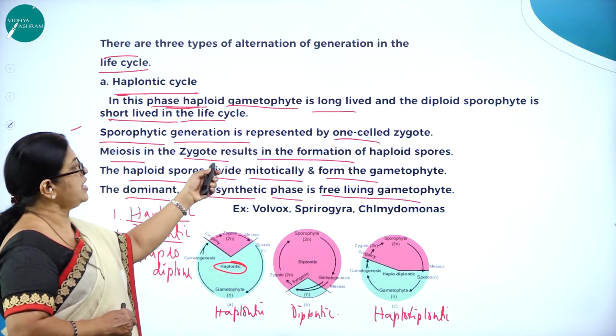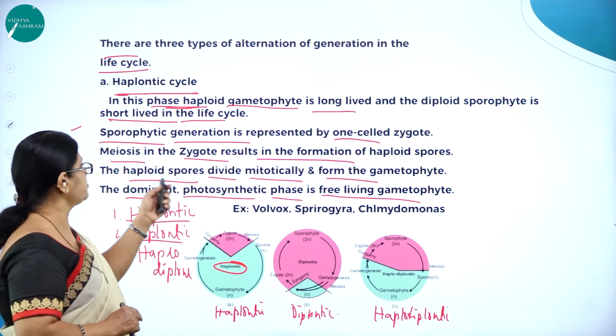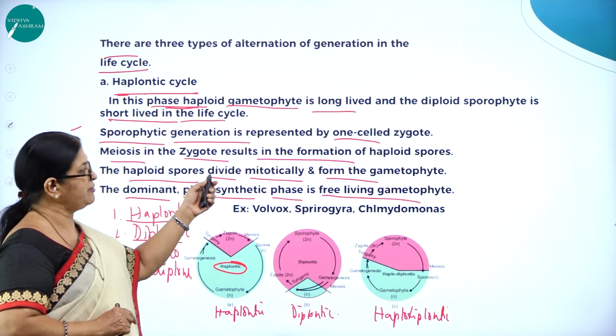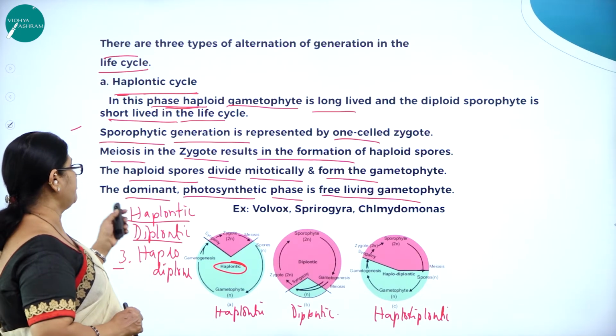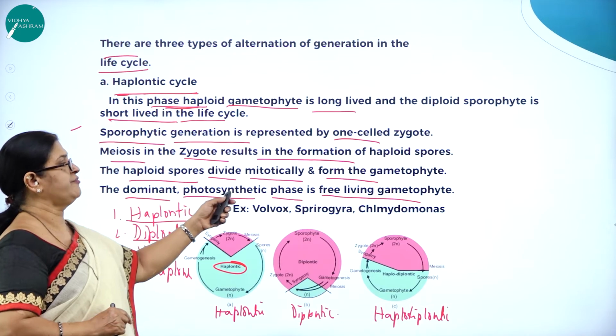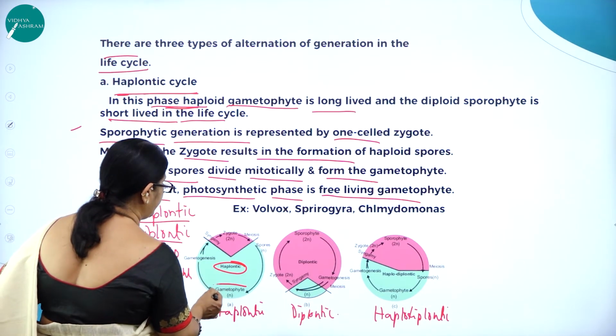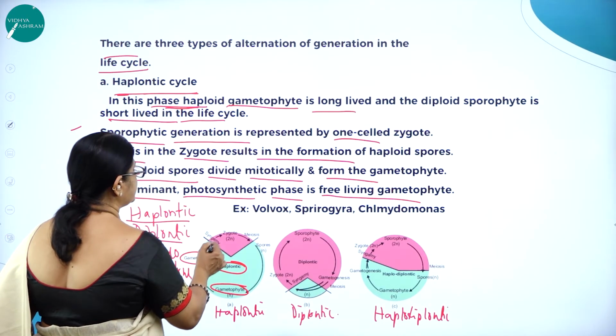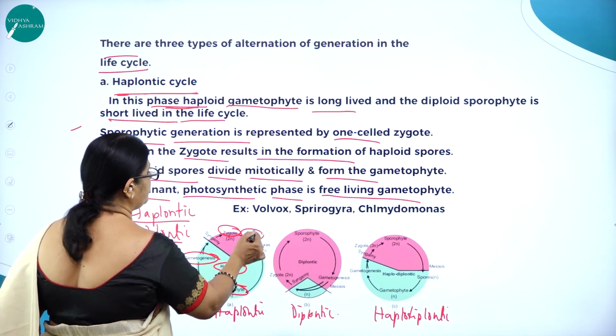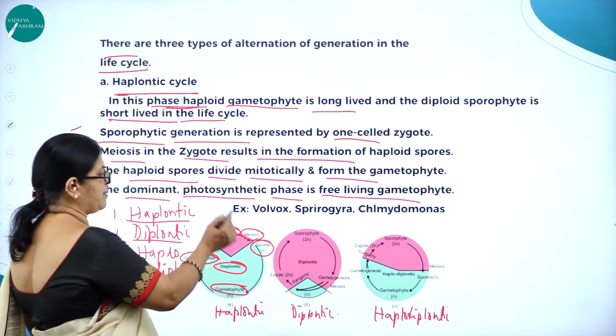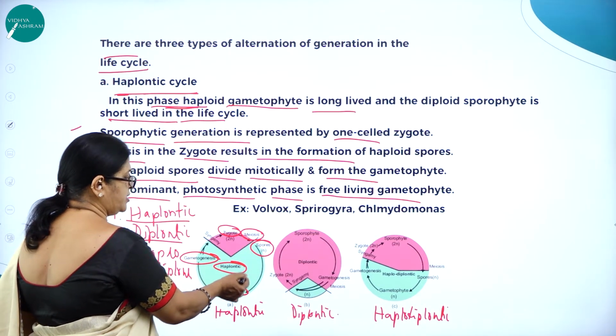Meiosis in the zygote results in the formation of haploid spores, and the haploid spores divide mitotically and form the gametophyte. So the dominant photosynthetic phase is the free living gametophyte. Here you can see the gametophyte, then gametogenesis, syngamy. You can see the zygote will undergo meiosis to form what? To form haploid spores. Here you can see N. So it is a haploid.